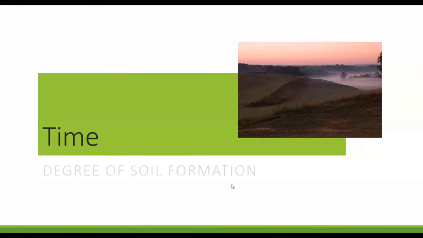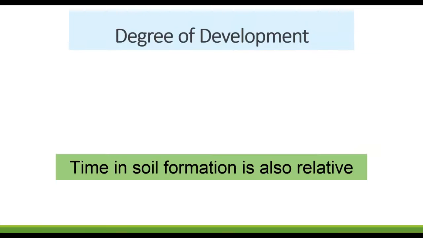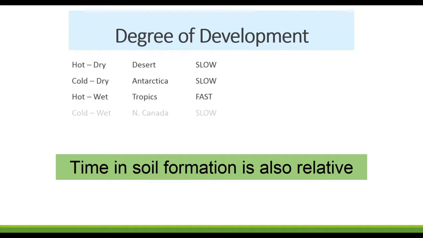And then finally, time. Time is a degree of formation. It's not an absolute. So if we go back to our hot, dry, hot, wet, and cold, wet, in some areas we have slower development, in other areas fast. Remember, hot, wet areas, the rapid decomposition, that's why we don't have a lot of organic matter, but it's more bacteria working, more biology, so you have quicker development of that soil. So time in soil formation is relative, it's not absolute.